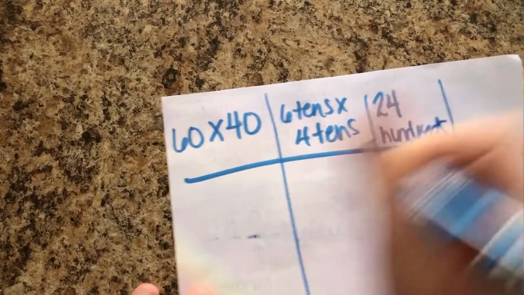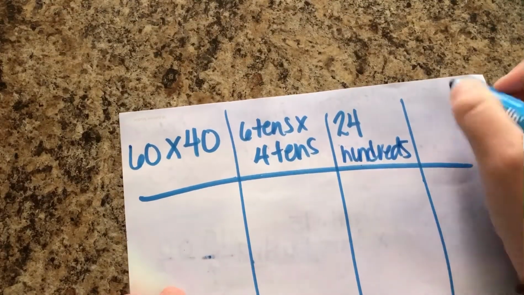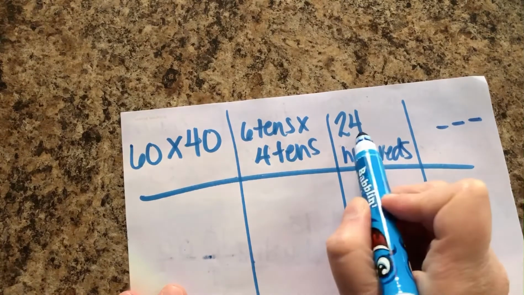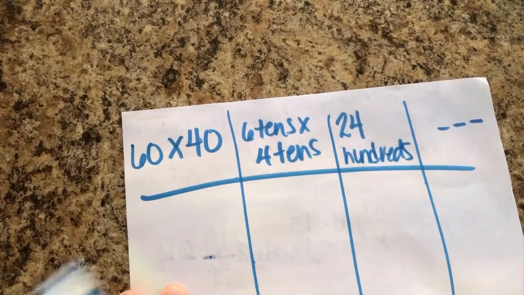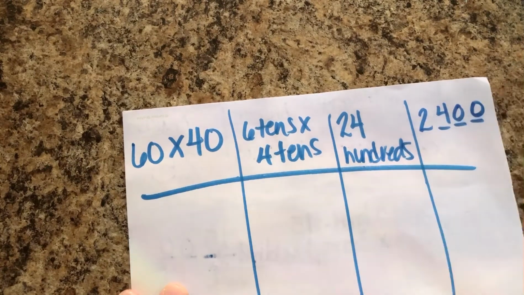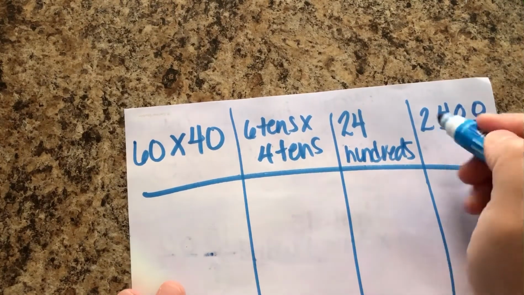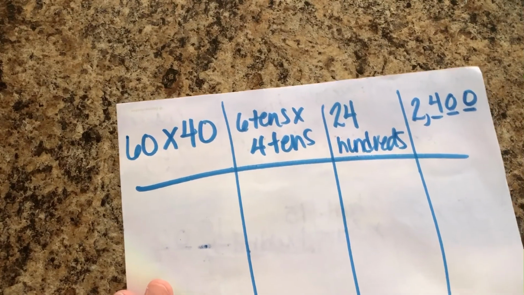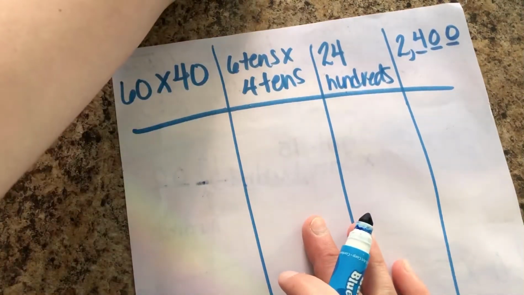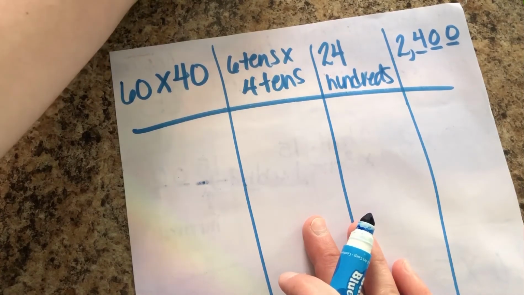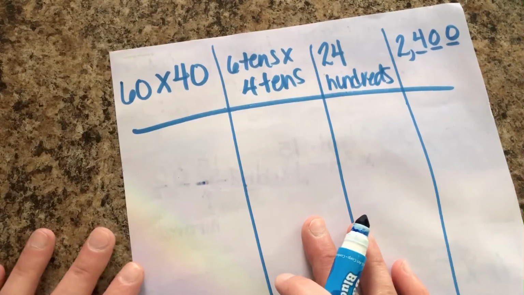So our answer should be in the hundreds. Okay, so now let's look. We have 24 hundreds. How am I going to write that? So I know, here's my place value again. I know that 4 has to stay in the hundreds because that's what it's representing. So I need to put my 24 right there. So I know it's 2,400.